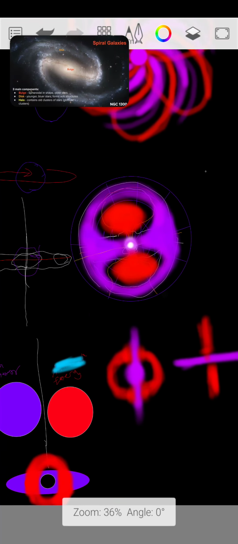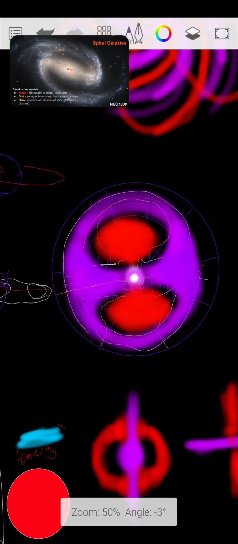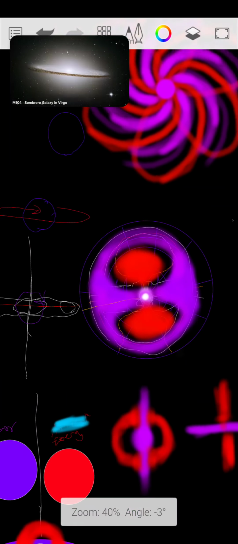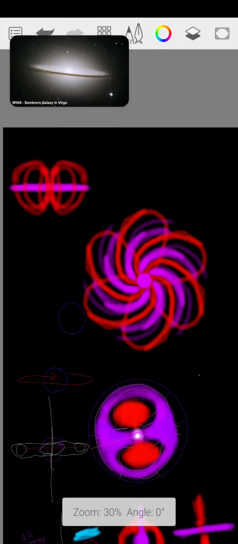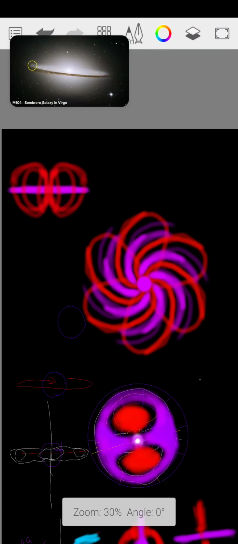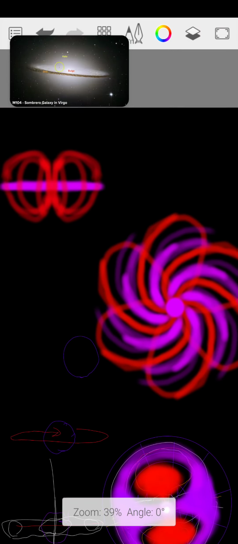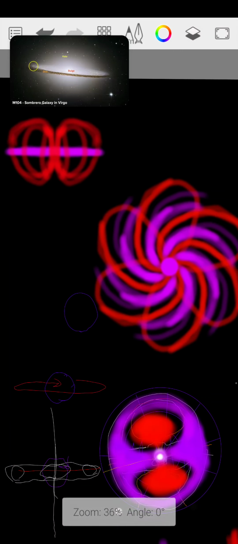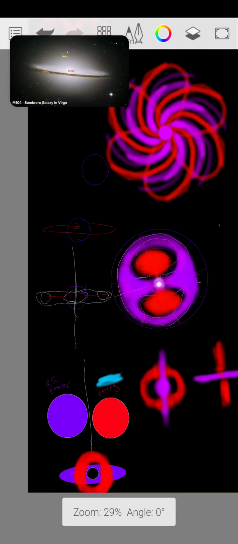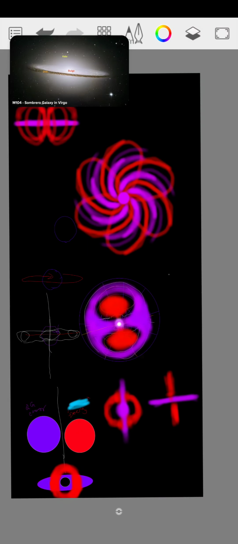You're not observing the halo in this photograph, so I found this one of M104. It's called the Sombrero Galaxy in Virgo, and this area here would be classified as the halo. Here we could see the galactic center and then the disk-like arms, and this is a cool galaxy because we're looking at it edge on.